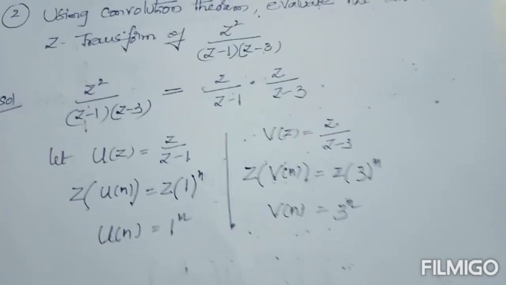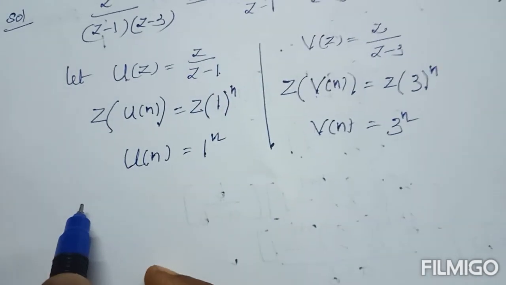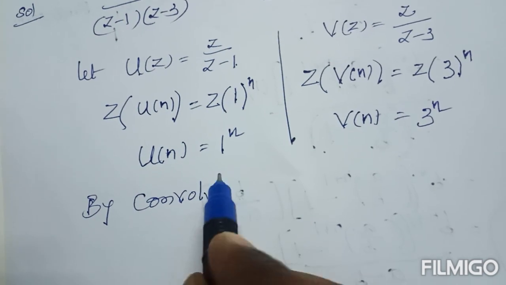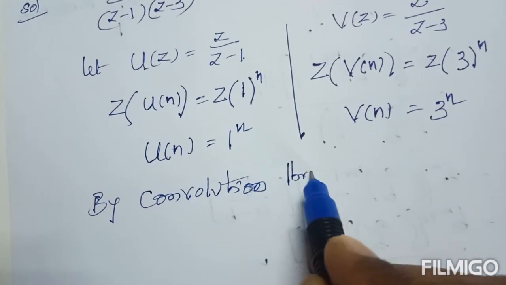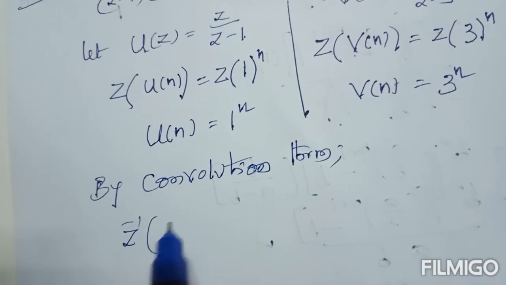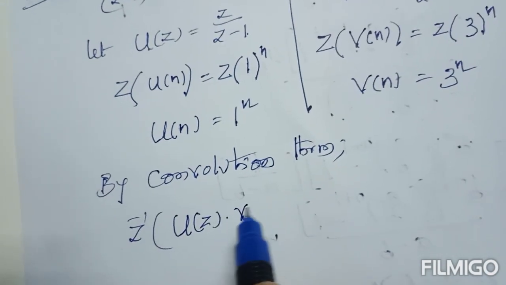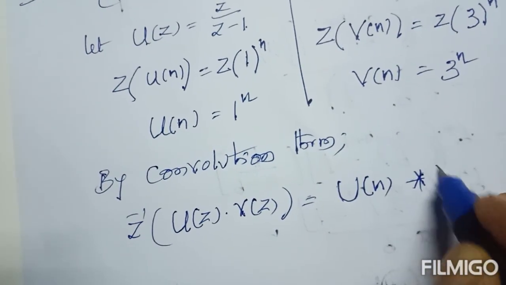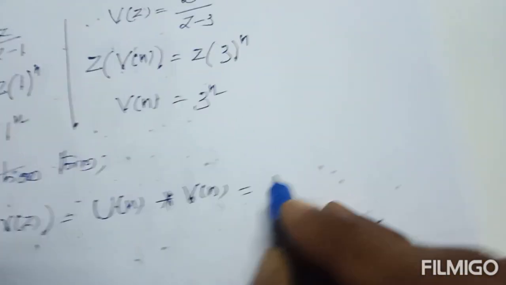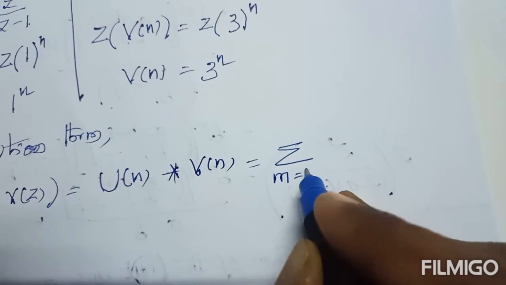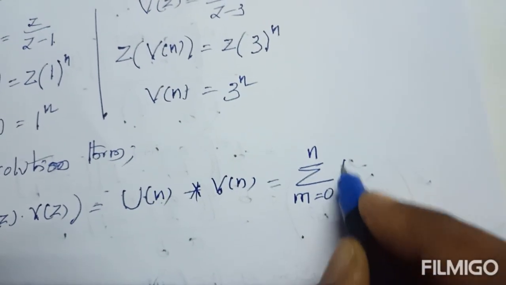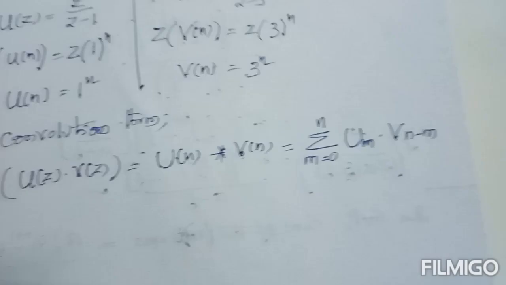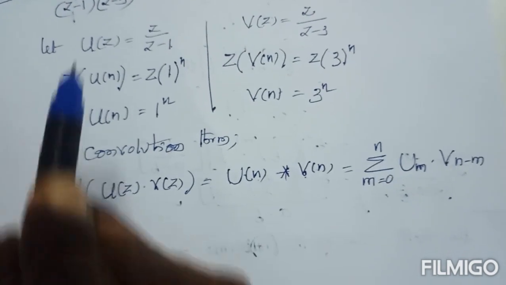Now you can use the convolution theorem. The statement of the convolution theorem is as follows. By convolution theorem, z inverse of U(z) into V(z) is expressed as u(n) star v(n). Expansion is summation of m equal to 0 to n, first place n is replaced by m, second place n is v(n minus m). This is the statement. You can write corresponding values related to the present question.